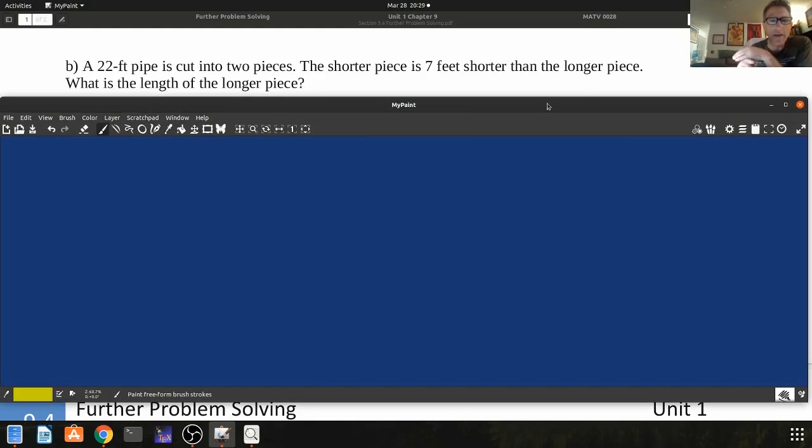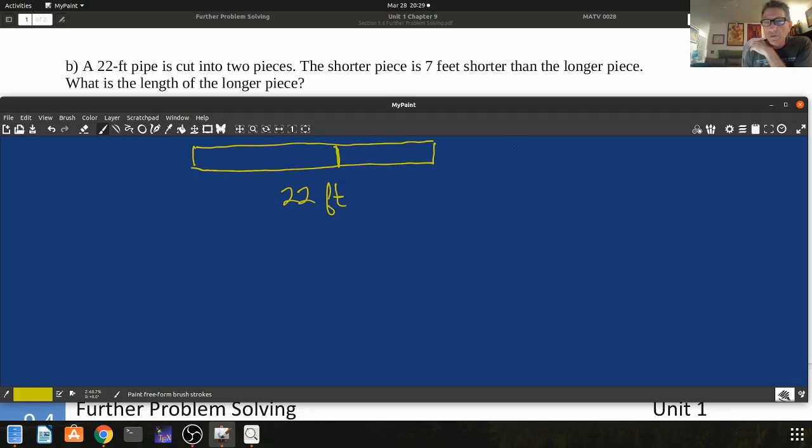So here we're going to have a piece of pipe. I'm going to draw my piece of pipe. And the total length of this piece of pipe is going to be 22 feet. It's the total length. And it's going to be cut into two pieces. There's going to be a shorter piece and a longer piece. So I'm going to cut it right here. And the shorter piece is 7 feet shorter than the longer piece.